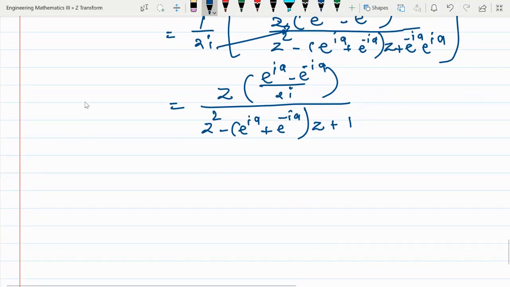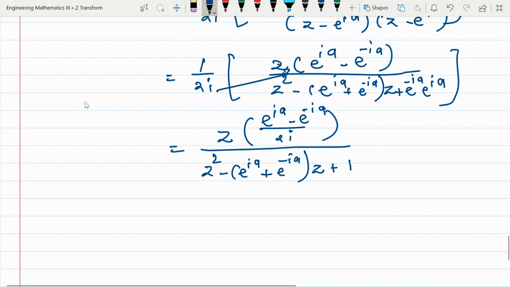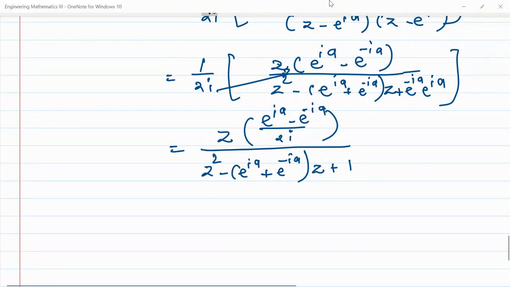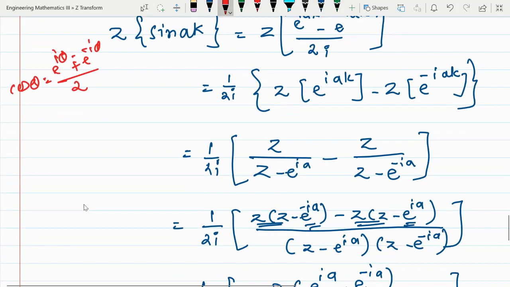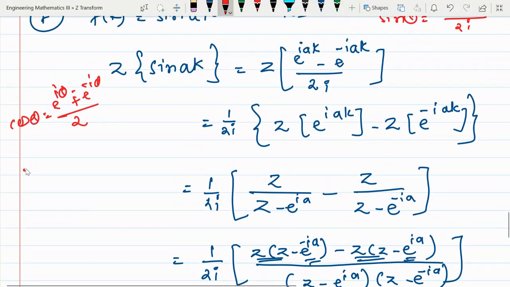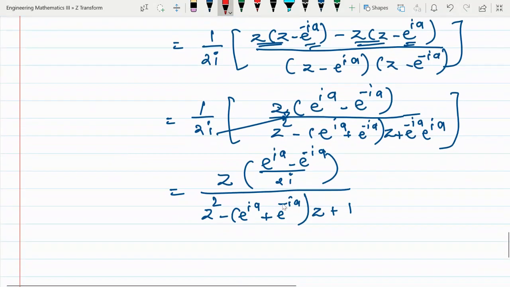Now see here, for e raised to I theta we have the result cos theta plus I sin theta. e raised to I theta minus e raised to minus I theta upon 2I is equal to sin theta. And what if we take plus here? The result for cos theta is simply e raised to I theta plus e raised to minus I theta divided by 2. There is no I in the denominator. So 2 cos theta is equal to e raised to I theta plus e raised to minus I theta. Why am I taking this term? Because I'm using it here.